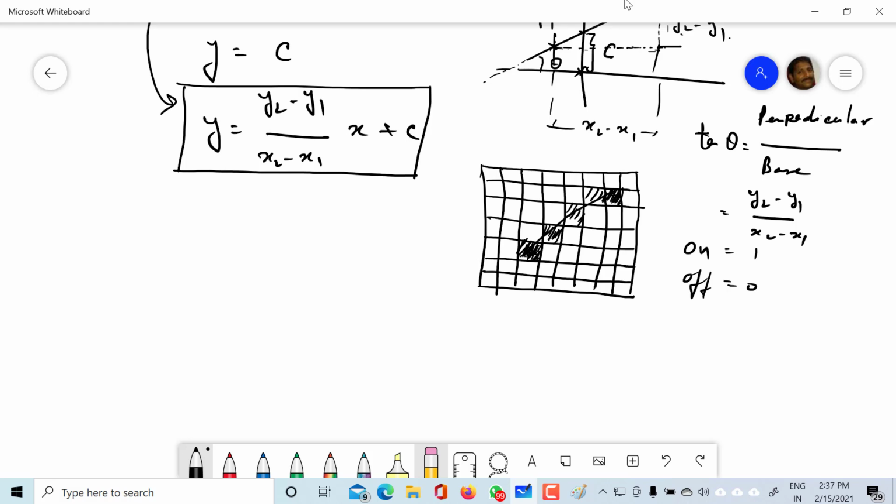So we have to decide by using this equation which other pixel should be in the on state, whether this pixel, this pixel, or this pixel. There are so many options. So the DDA algorithm guides you on which pixel you should make in the on state and which pixel you should not make in the on state.